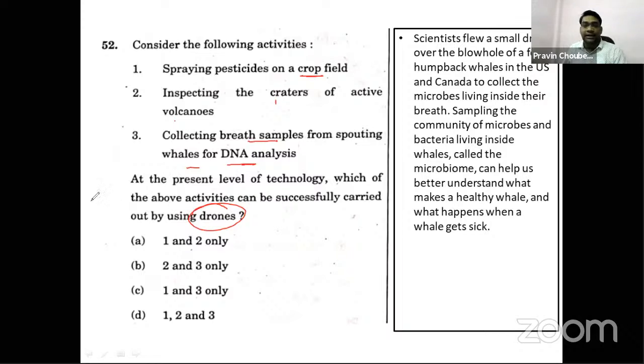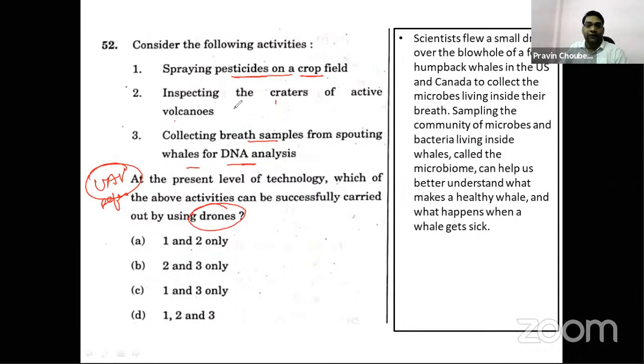So unmanned aerial vehicles. You must have heard about the unmanned aerial vehicles. That is again an improvement in defense technology. So what are the applications of drones? A drone can help in spraying pesticide on a crop field. Yes, this is possible. We can use a drone for spraying pesticide to reduce the manpower.